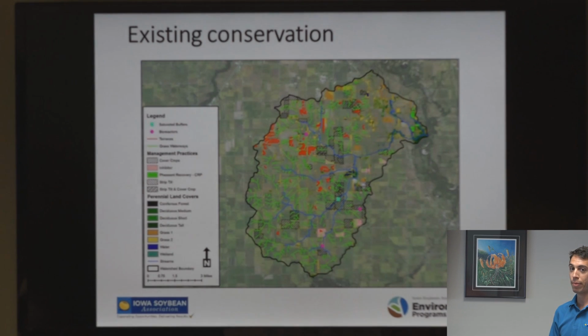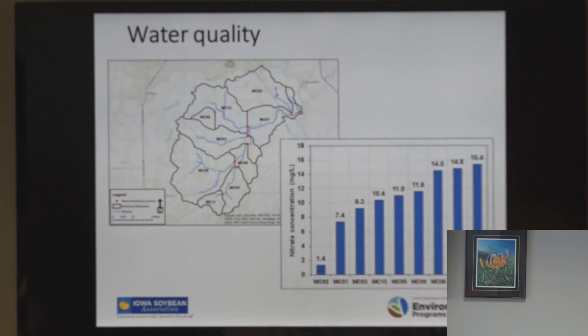This is what it looks like on a map. If you've heard me talk before, I kind of excuse myself and say that it looks like someone kind of threw up on this map. That's a good thing though, because that means there's a lot of conservation on the ground. So it's a great kind of jumping off point to dive into the full watershed project. Water quality is also really important. Most watershed projects, water quality is a key component of the goals and the planning.